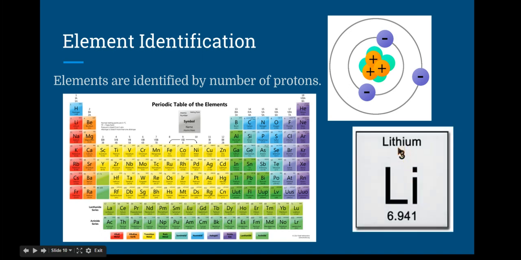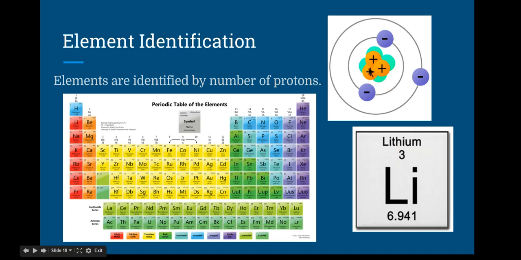And there we go. This is a little more of a zoomed in picture. So there's your atomic number right there, which corresponds to your number of protons. Now we identify them by the number of protons. You can change the number of electrons and it would still be lithium. You can change the number of neutrons and it would still be lithium.